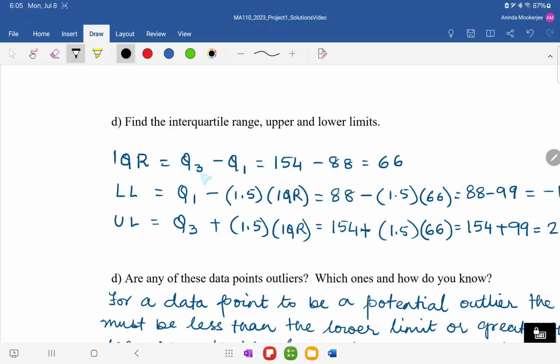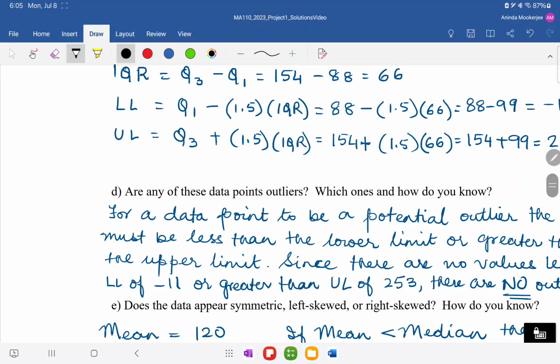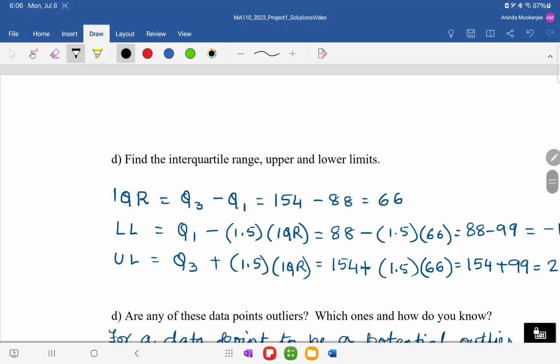That's why it's very important that you find the correct values for Q3 and Q1, because if the IQR is wrong, then your lower limit will be wrong, your upper limit will be wrong, then the question where it asks what are the potential outliers will be wrong, and so it'll affect the rest of your questions. So just double check and make sure you are finding the values of the quartile correctly. So Q3 minus Q1 is 154 minus 88, 66.